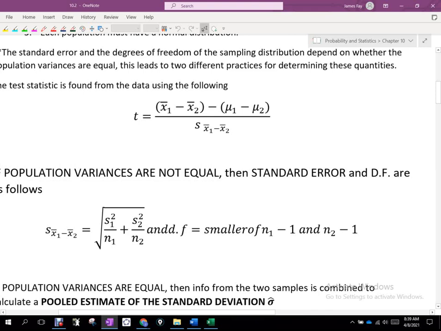So the standard error and degrees of freedom are as follows. Remember, we use a t distribution. It's a family of curves, and we need degrees of freedom to determine which curve we're using.